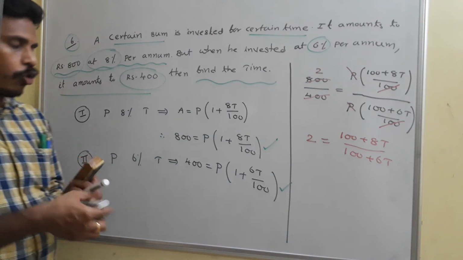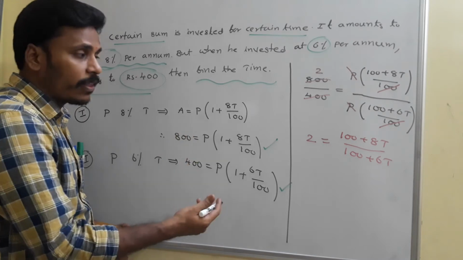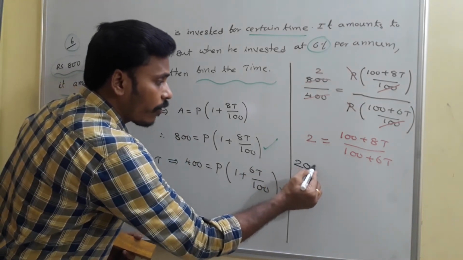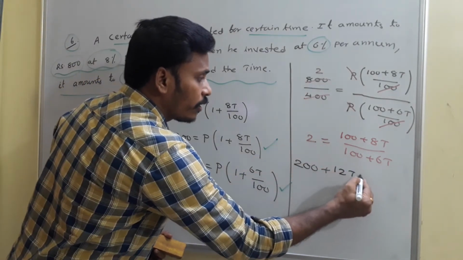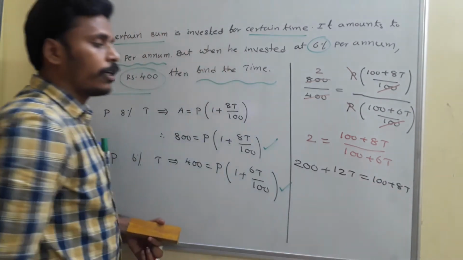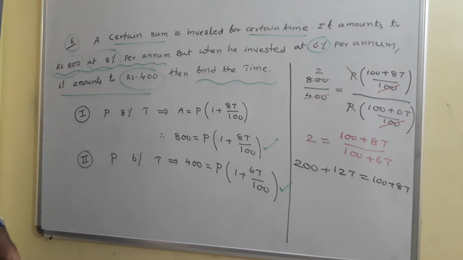We need to solve it, so just do cross multiplication. If you go with the cross multiplication, 100 into 2 is 200, plus 2 into 6T is 12T, is equal to 100 plus 8T. Usual cross multiplication. See how to solve it? Something negative is coming here.